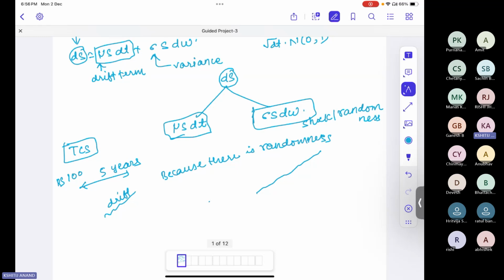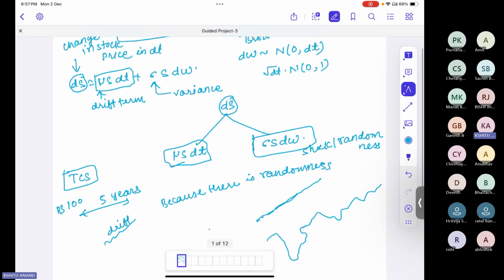Now, because of the randomness, it might happen that since its natural tendency was to go upward, it might sometimes go downward as well for a period of, say, 10 days. Then it will go up like this, then like this, right? So this is the typical behavior that it may follow. And that is what we are doing by modeling it like this: dS is equal to mu S dt plus sigma S dW. dW is contributing to the randomness, as I already told.